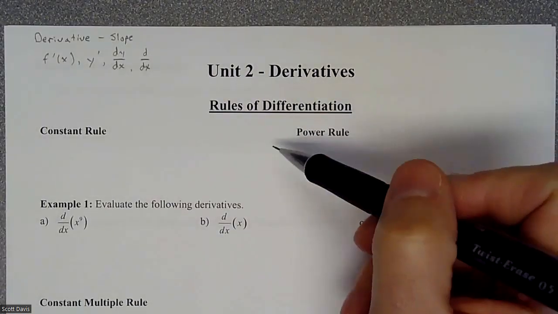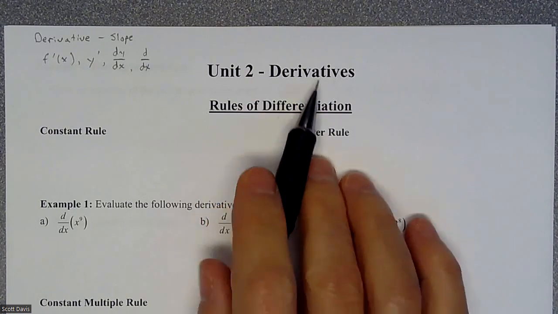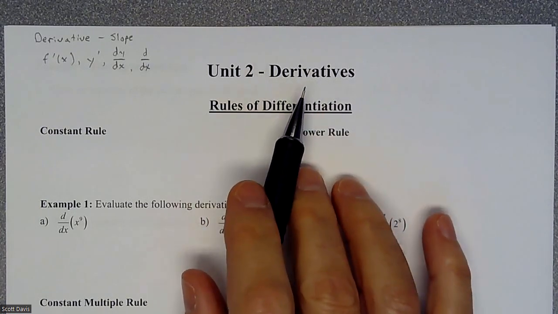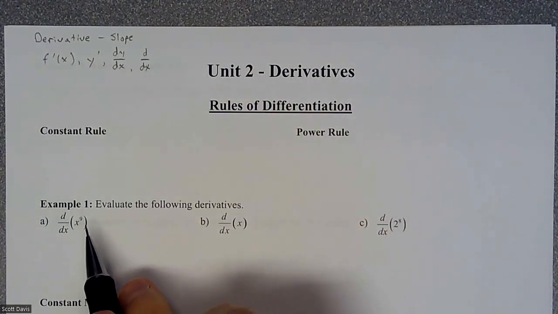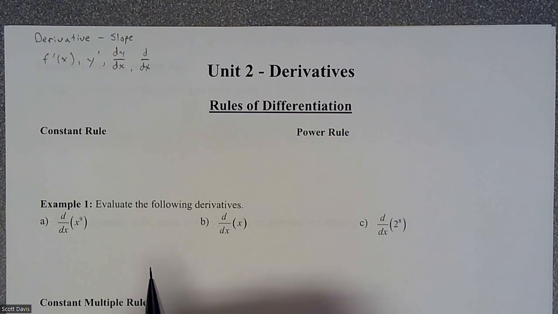In this lesson, we are going to be talking about rules of differentiation. So this is the beginning of derivatives, and we're going to be doing some shortcuts. There's a bunch of different rules to creating these derivatives. We're not going to be doing a limit or anything like that anymore because they're shortcuts.